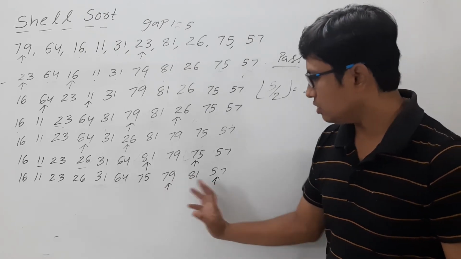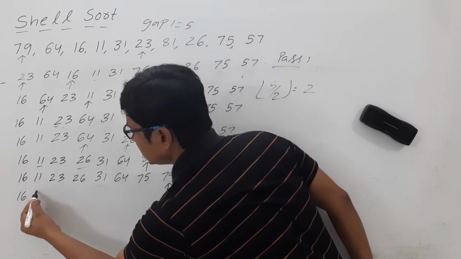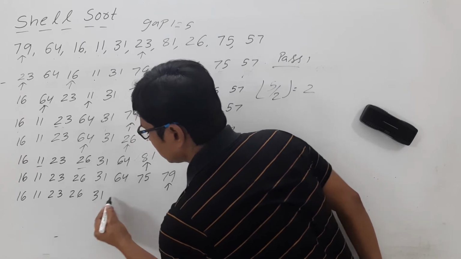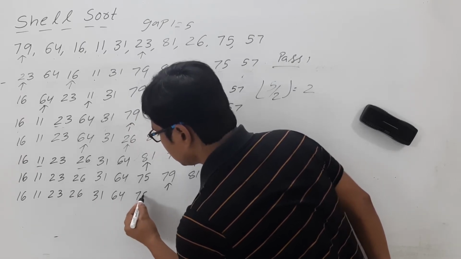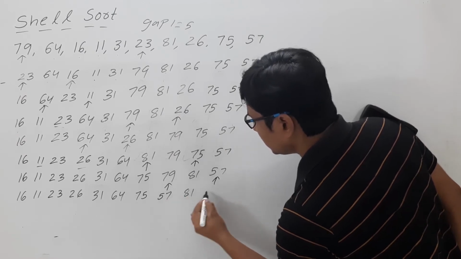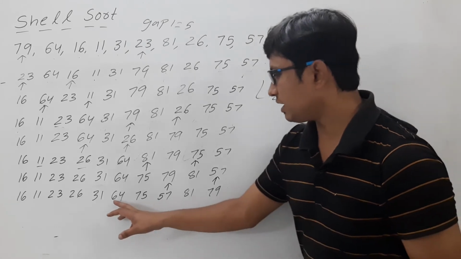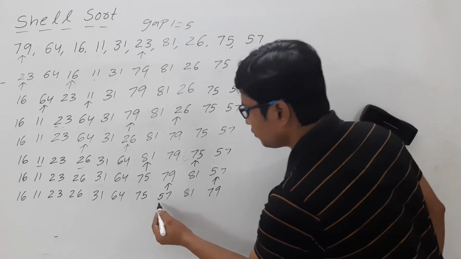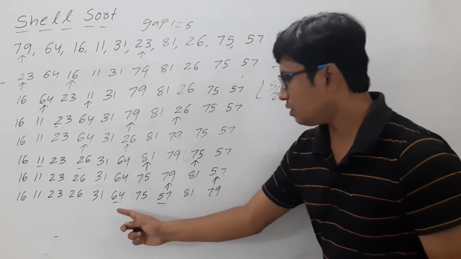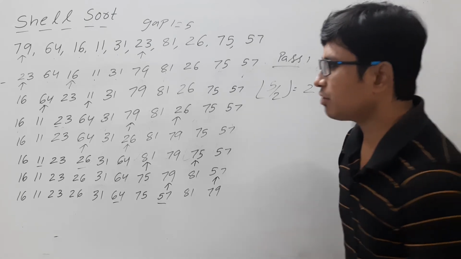If I compare 79 and 57, 79 is greater than 57. Am I right or wrong? So I need to swap them. If I swap them, it will be 16, 11, 23, 26, 31, 64, 75, 57, 81 and 79. Am I right or wrong? Now 57 I need to compare with 64. Why? Because the gap is equal to 2. Now 64 is greater than 57. So again I need to perform the swapping.